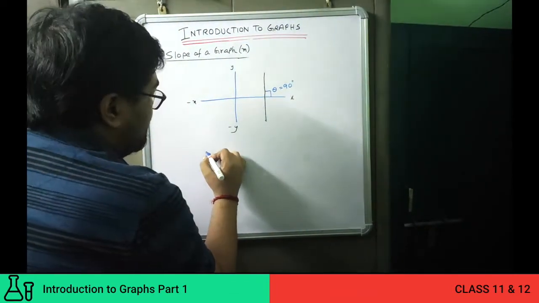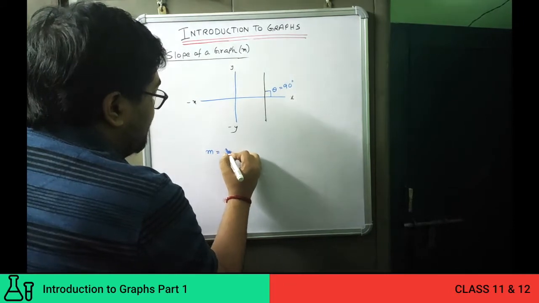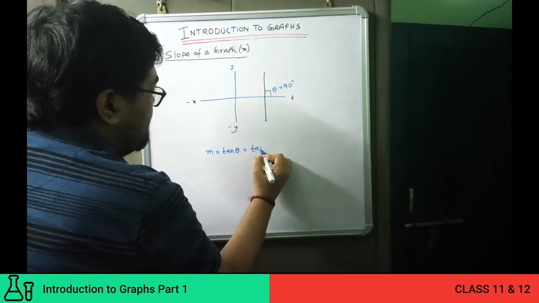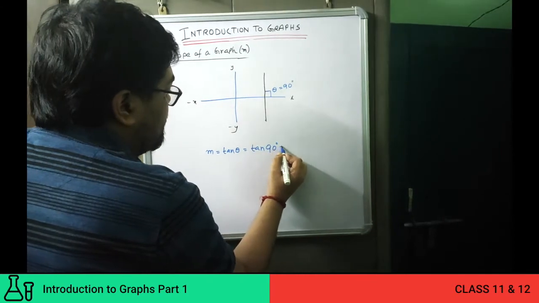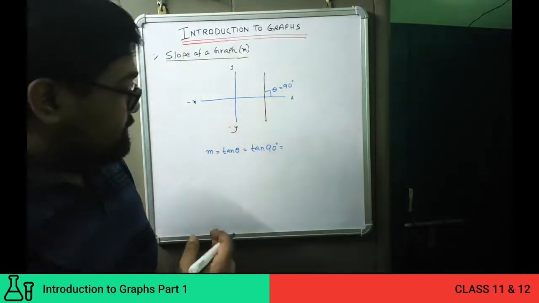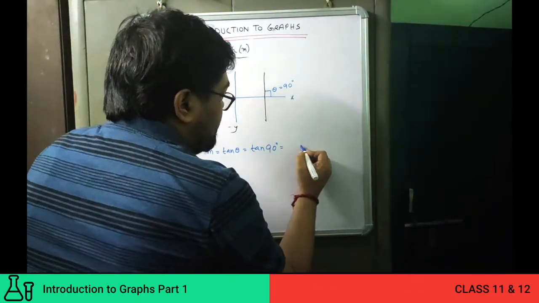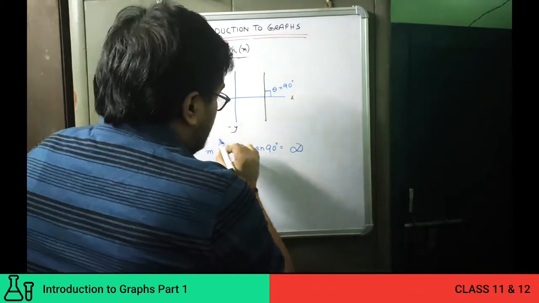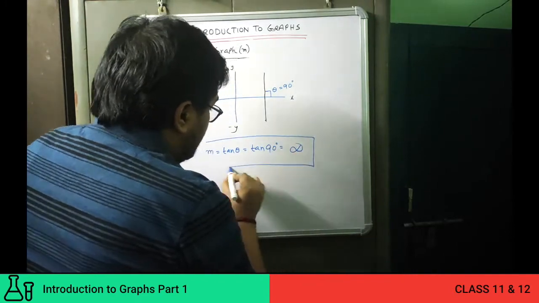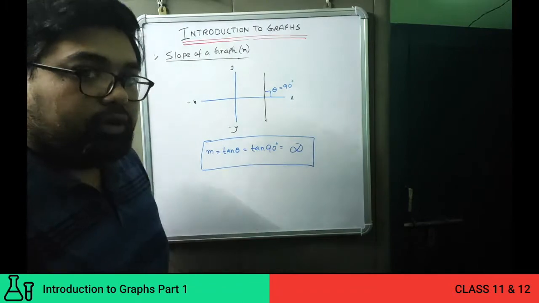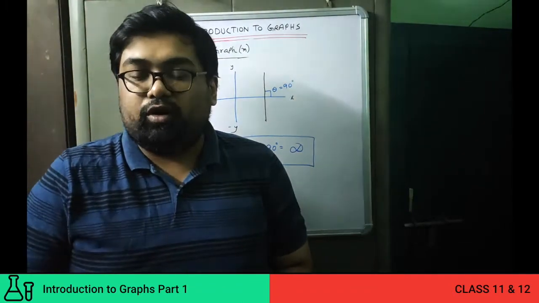So, for this line, the value of slope m equals tan theta equals tan 90 degree. And what is the value of tan 90 degree? It is infinite or undefined. So the value of slope for this line is infinite or undefined, whichever way you want to tell.